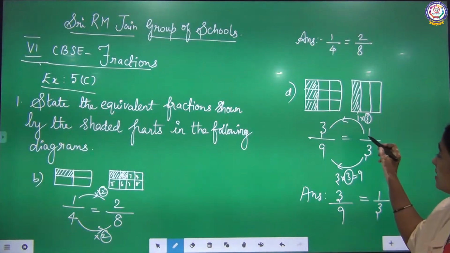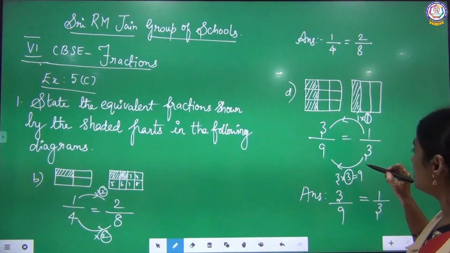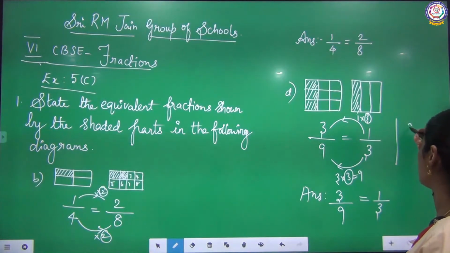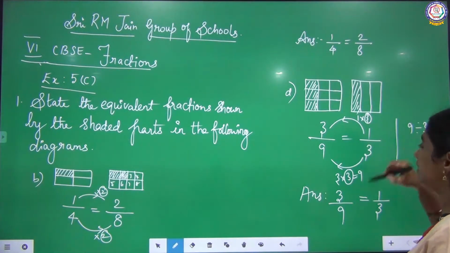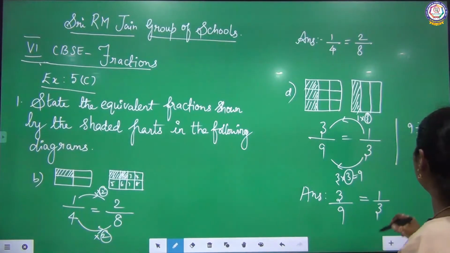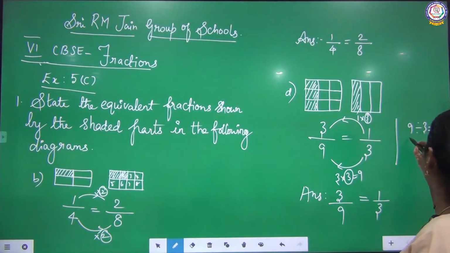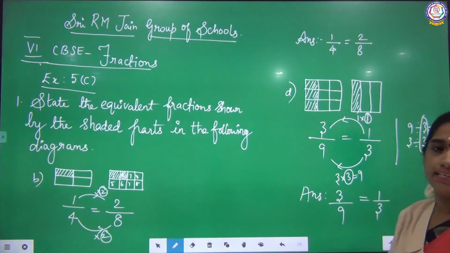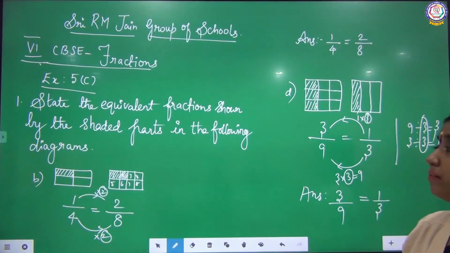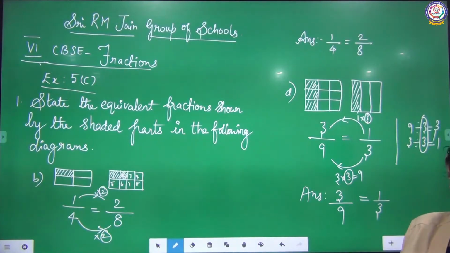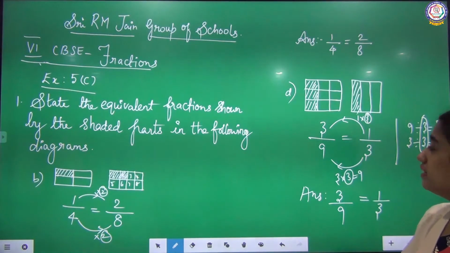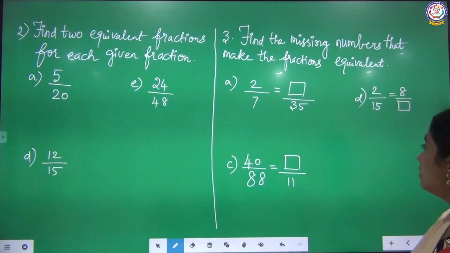See, listen children, I can divide this by 3, or else I can do like this also. 9 divided by 3 is what? 3. Same thing, 3 divided by 3 is what? 1. So what I am dividing now? It is by the same number. Like this also I can find out. Can you clear this children? Shall I move on to the next one?